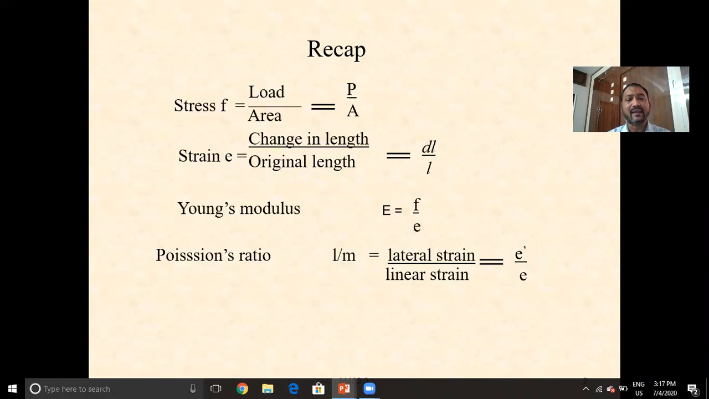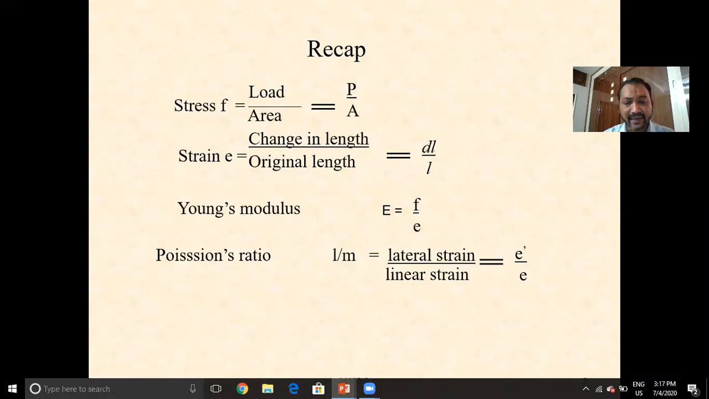Now the next one is the Young's modulus. Young's modulus can be defined as the ratio of stress to strain. E is equal to F by e. And the next important term is the Poisson's ratio. Poisson's ratio, 1 by m, is equal to lateral strain by linear strain.